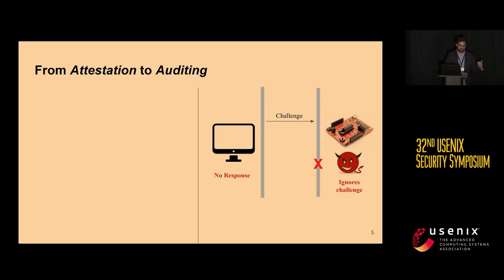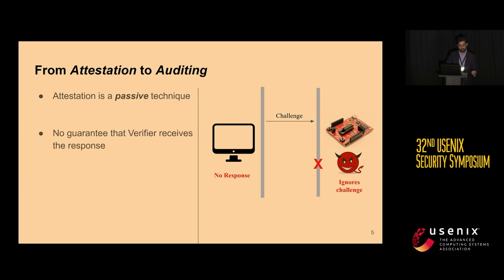However, when getting from attestation to auditing, we still have some challenges when it comes to the second and third desired properties. Mainly because attestation as a whole is a passive technique, meaning that my previous description of attestation-based protocol assumes that the MCU is willing to participate in the protocol and is willing to respond to the challenge with some attempt at authentic evidence. With current attestation-based techniques, there's no guarantee that the verifier will ever receive any evidence, any control flow log, if the device software has been fully compromised. They might ignore any requests and continue their malicious activity.